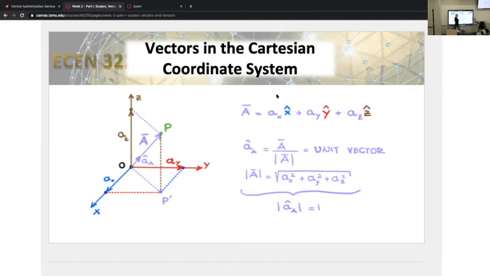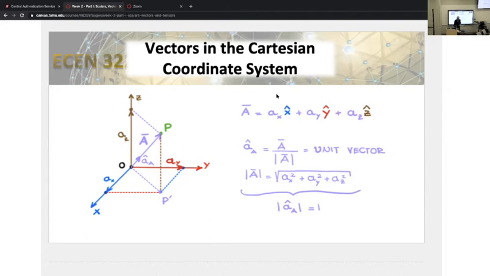If point P was the point (0, 1, 1) in the coordinate system, then I would have A as Y plus Z, all right? And that will be my A vector. And then I will have to divide it by its magnitude. Now, this is the magnitude of the A vector. So how much would be the magnitude of the vector Y hat plus Z hat?